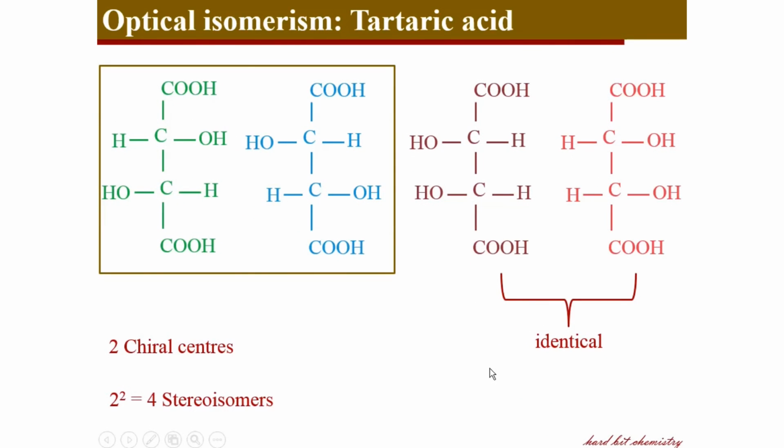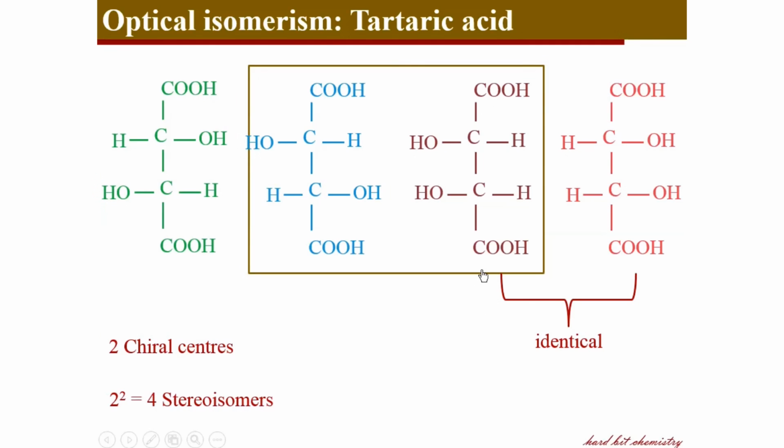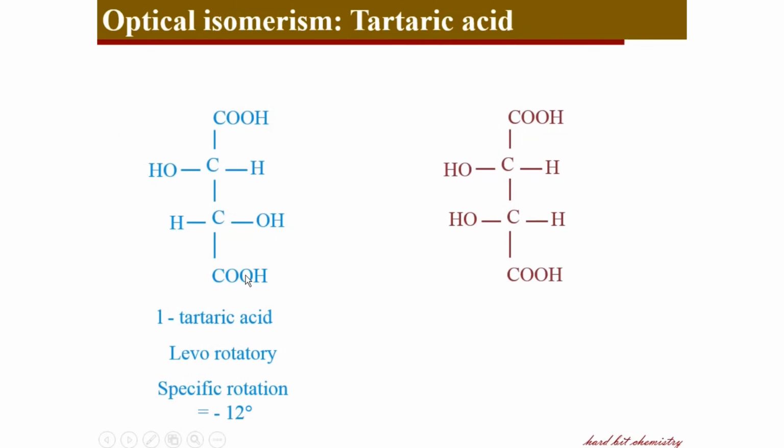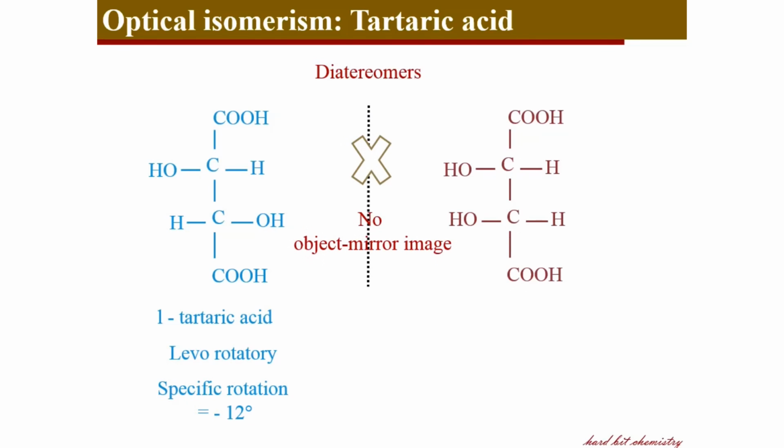And let's now consider these two pairs. Here you've got the levo-tartaric acid, and if you compare the L-tartaric acid with the other structure, you can see that they are not related as object and mirror image. That means they are diastereomers. And the diastereomer shown here is called meso-tartaric acid. It has got a peculiarity that it possesses a plane of symmetry. That means if you cut the molecule through this particular plane, you can get two equal halves.